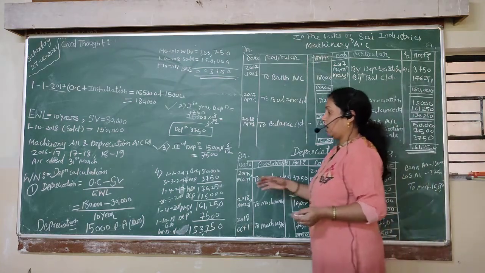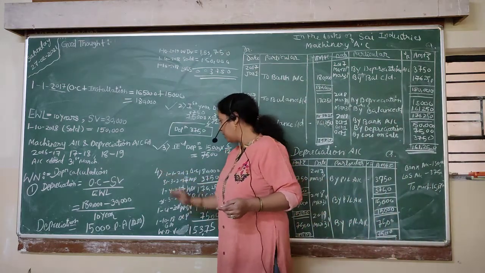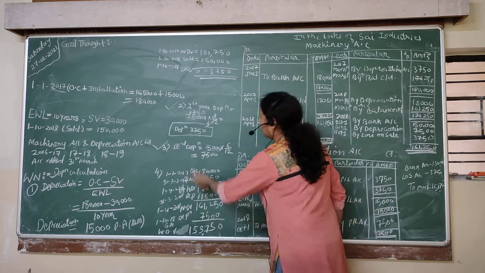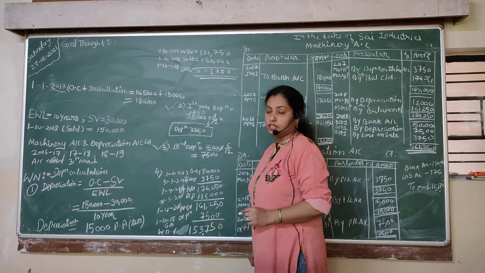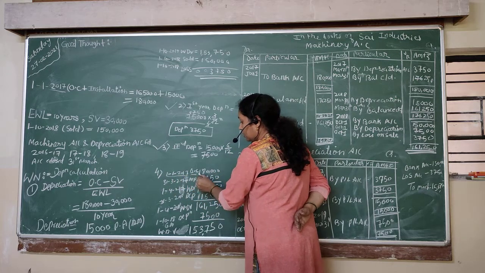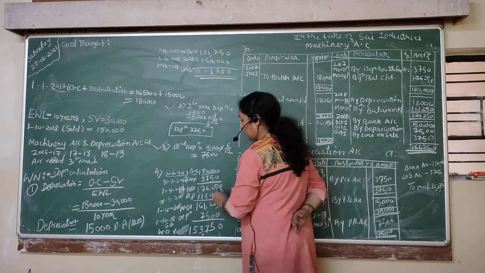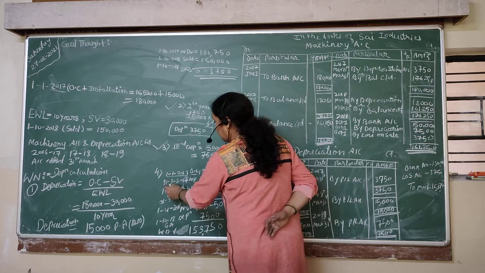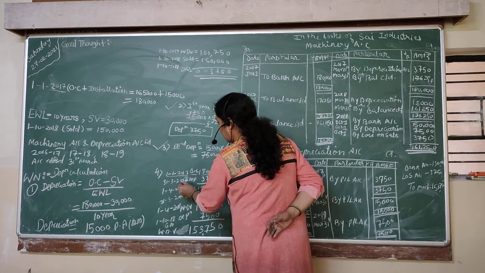And next, in working note number 4, you can see I have calculated the profit and loss on the sale. So how will we do that? On 1st April 2017 the original cost was 1,80,000. The first year will be closed on 31st March 2017.